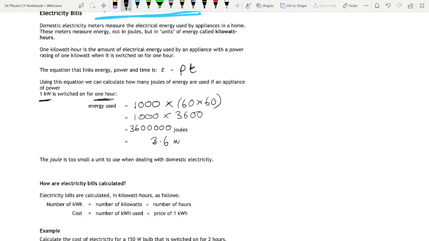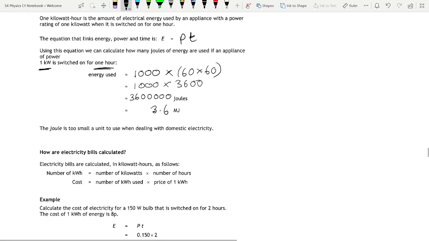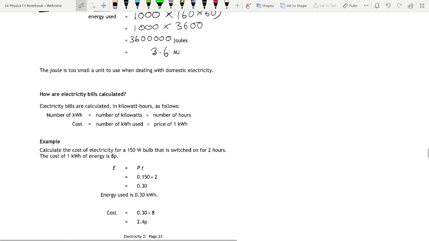So you can see how they use this weird sort of made up unit, because obviously if your electricity bills came in like megajoules or millions of joules, it would be quite easy to make mistakes, but also quite daunting. So the joule is too small a unit to use when we're dealing with domestic electricity. So how are electricity bills calculated?